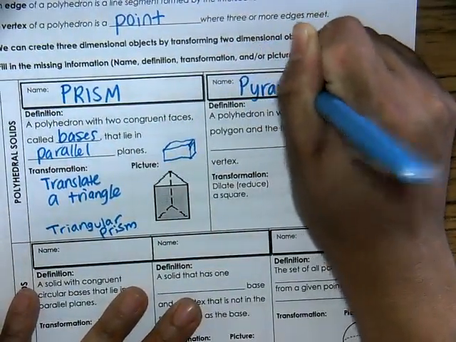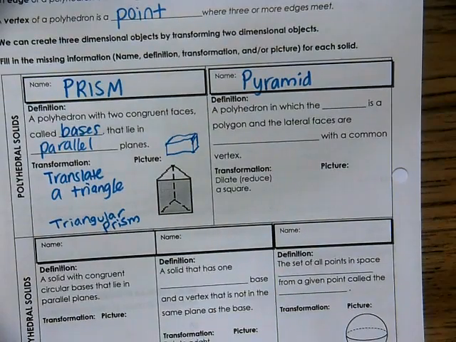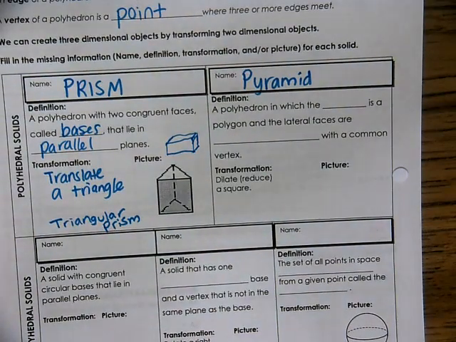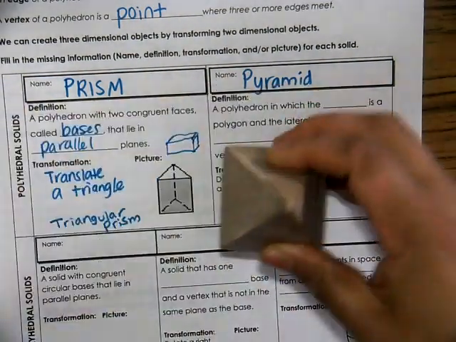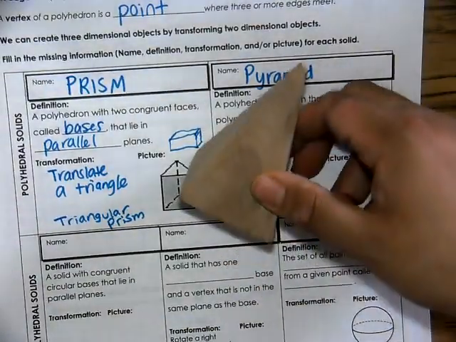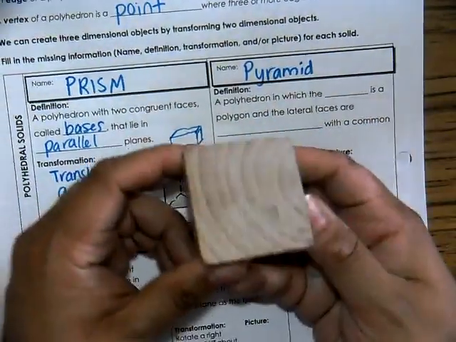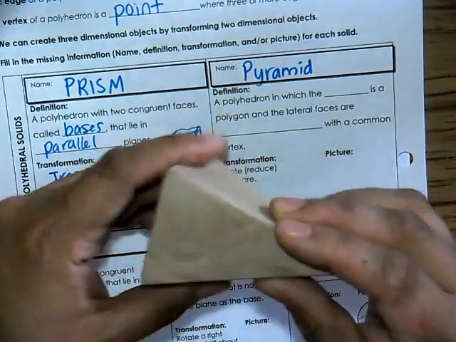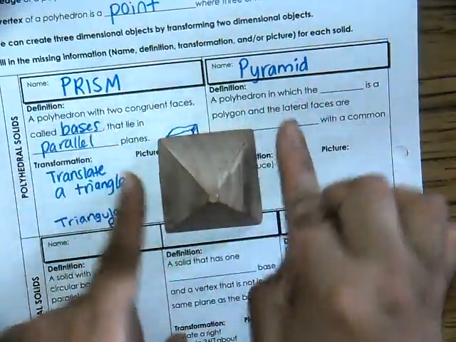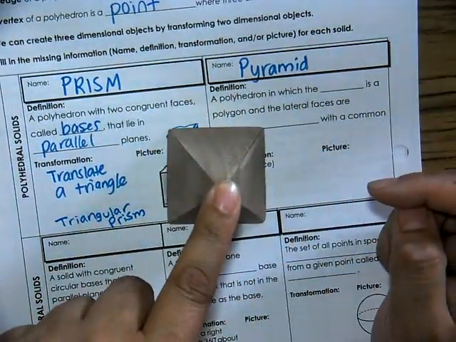And just like prisms, pyramids can have different types as well. So let me see if I have a picture here. A model of one. This is a pyramid. It's got at the bottom, if you see here, a square at the bottom, and then it's made up of triangles, specifically 4 triangles that meet up at a common point here.